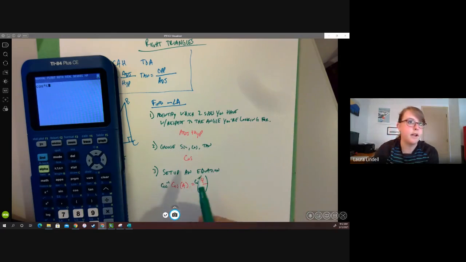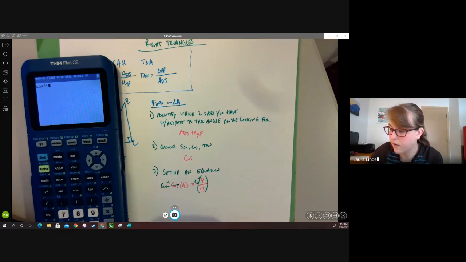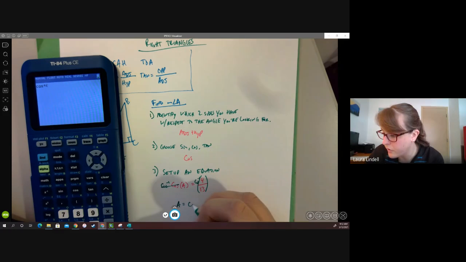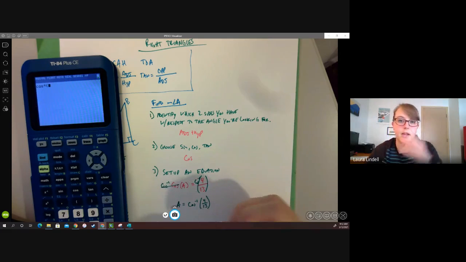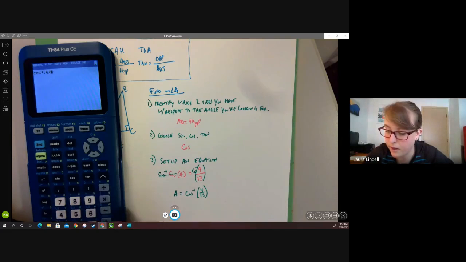Because if I do it to one side, I have to do it to the other. And what it does is it cancels out the cosine. So A is equal to cosine inverse of 4/13. And that is something I can type into my calculator. Cosine inverse of 4 divided by 13. Enter.